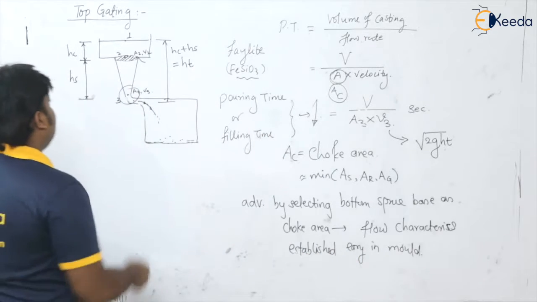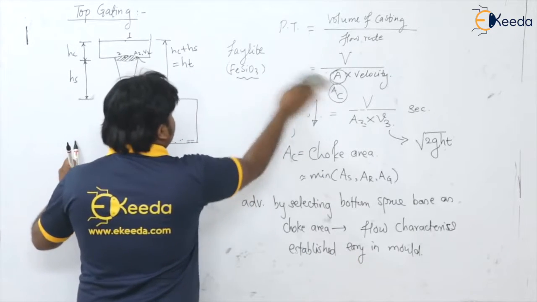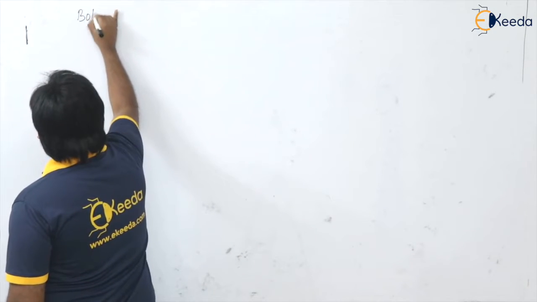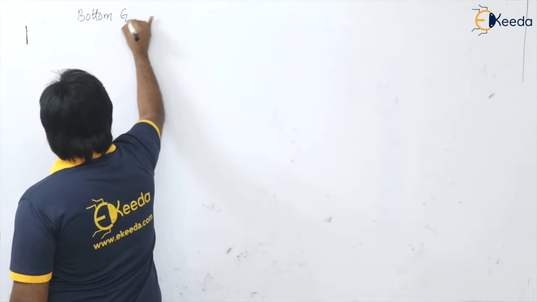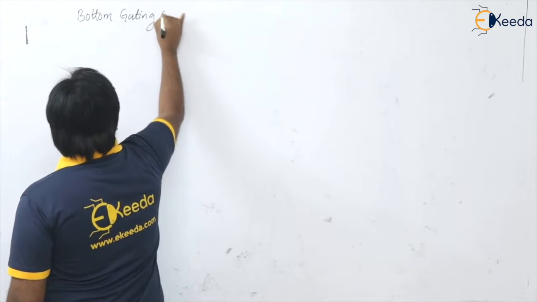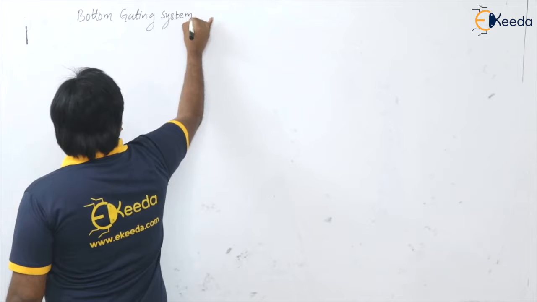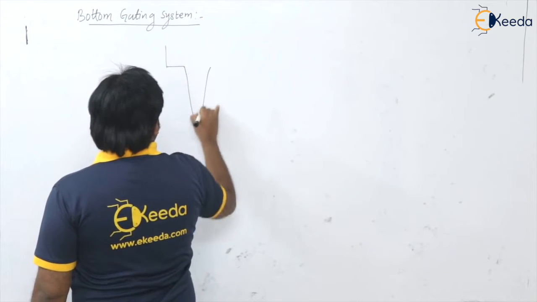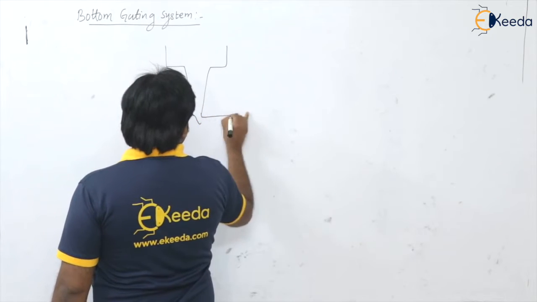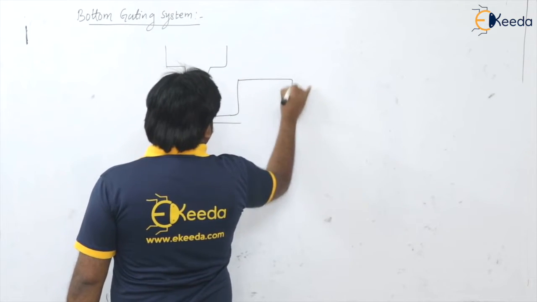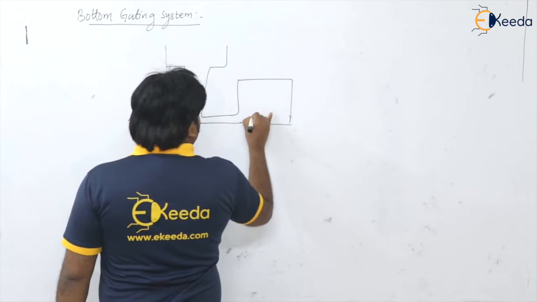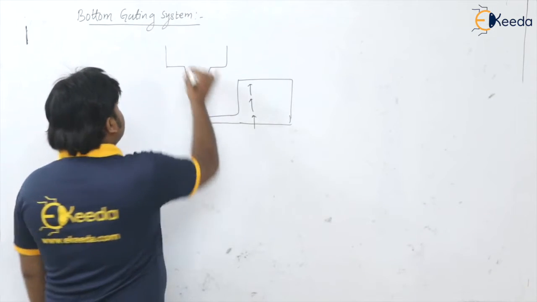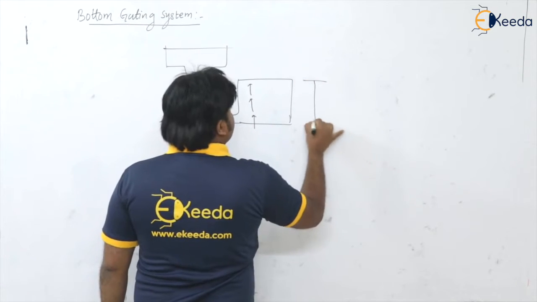Next we will talk about the bottom gating system. So students, the next gating system we will talk about is the bottom gating system. So what is the bottom gating system? See here. Here the molten metal is going to rise into the mold cavity from bottom to top. See here. Say this is the mold height, HM.